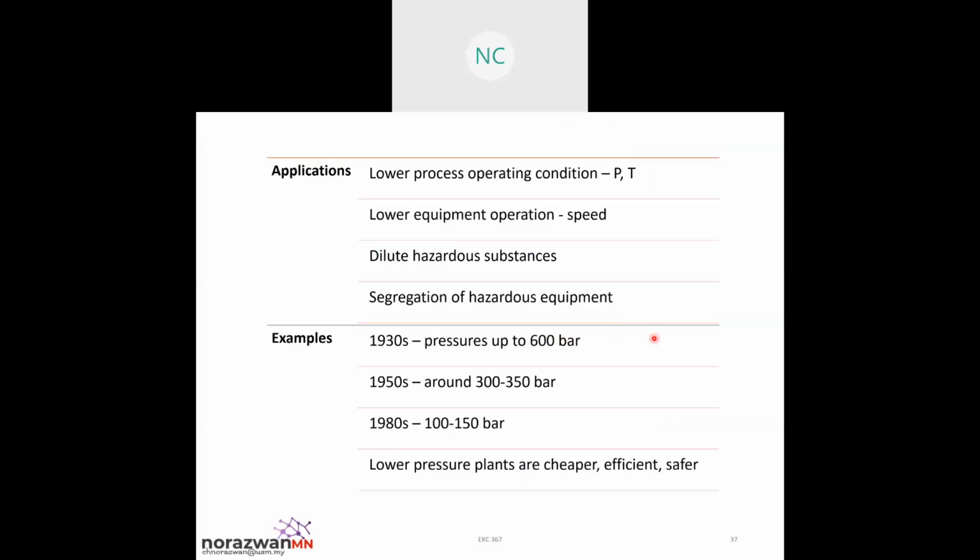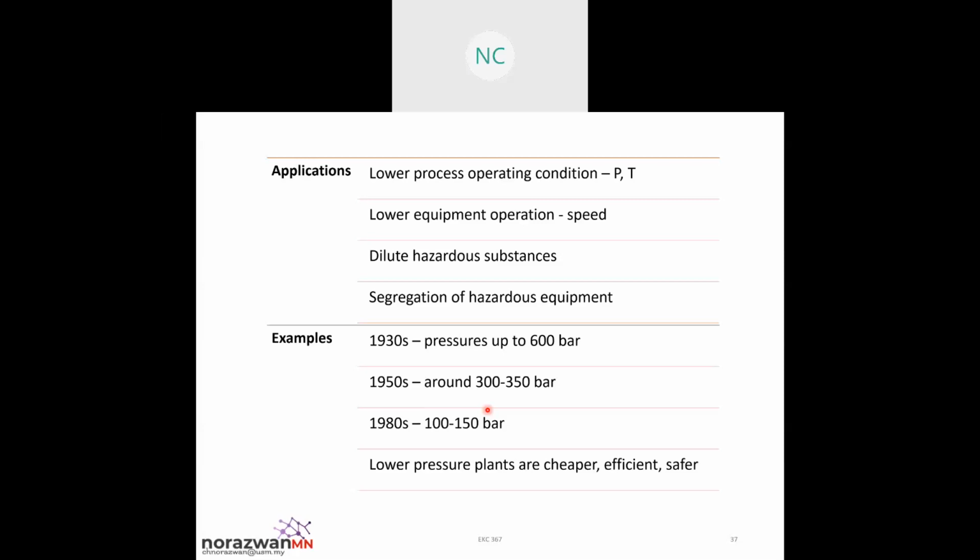So for example, this is the reaction, the pressure inside a reactor. Okay, in the early 1930s, usually the reactors worked at up to 600 bar. Then it was reduced to 300 to 350 bar. Later on in the 1980s it is only around 100 to 150 bar.